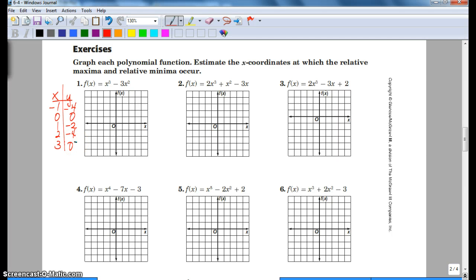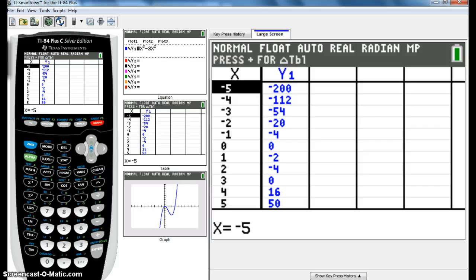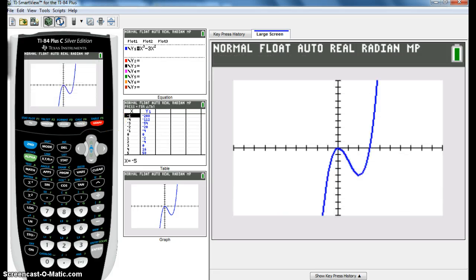Okay, so we'll plot these points. -1, -4, 0, 0, 1, -2, 2, -4, and then 3, 0. Okay. Again, using the graphing calculator as an aid here. Go back to my graph.